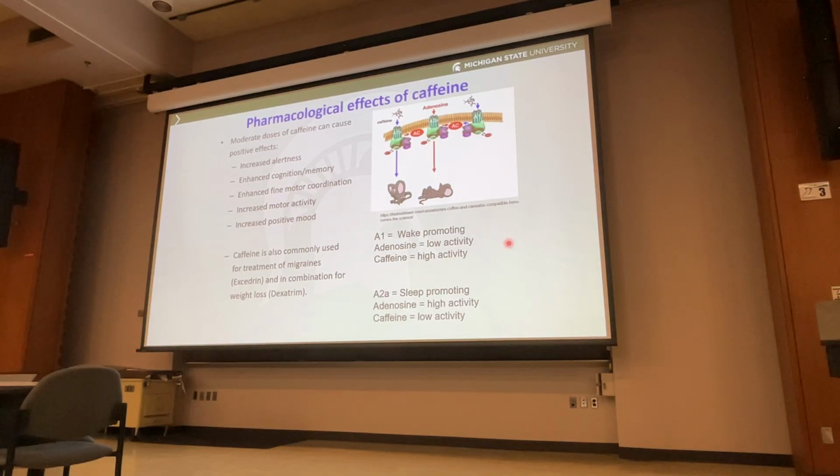So the A1 adenosine receptor is the wake-promoting receptor. The endogenous ligand adenosine, if it's bound to this receptor, gives you low activity in the wake-promoting sense. But if you have caffeine there, you have high activity, so it's going to stimulate wake-promoting activities. It's the opposite for adenosine receptor A2A, which is sleep-promoting. The adenosine in your body, the endogenous ligand, will have high activity there, so it will promote sleep, whereas caffeine will not. Caffeine helps you wake up. So it's going to have low activity on the sleep-promoting adenosine receptor and high activity on the wake-promoting receptor.